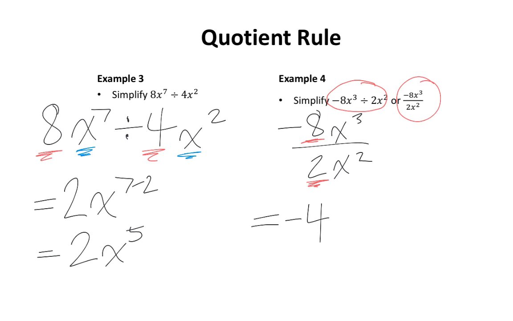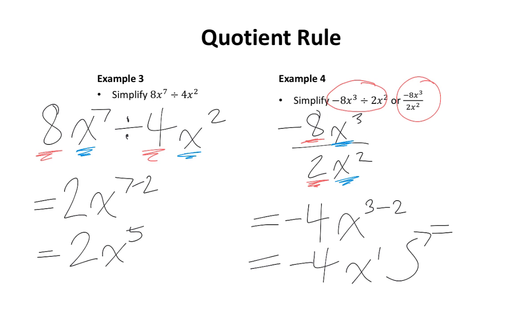Next, you have x to the power of 3 divided by x to the power of 2. When you're dividing exponents with the same base, they both have a base of x, you subtract the exponents. So this would be x to the power of 3 subtract 2, which would be negative 4x to the power of 1. Now, you don't really need to write in the exponent of 1, so you can rewrite it as negative 4x.